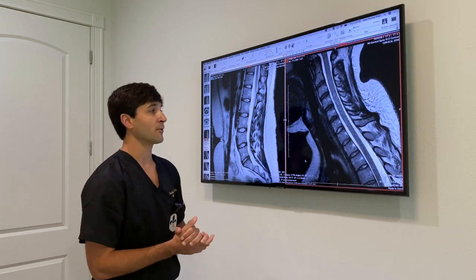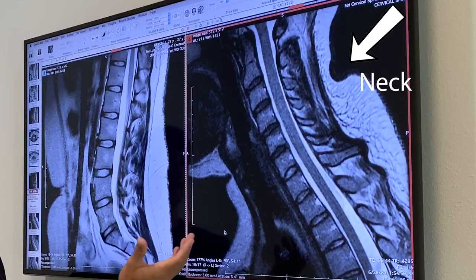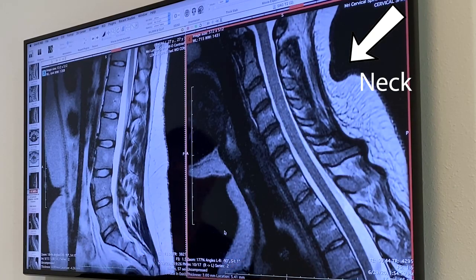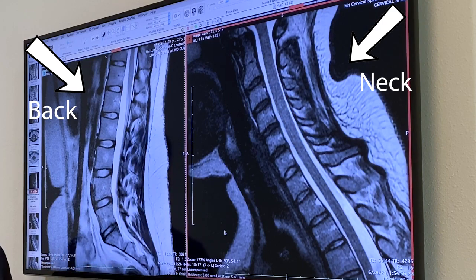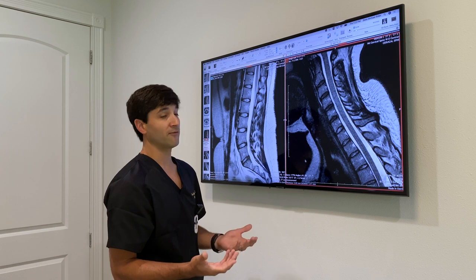Today we have an MRI that we'll go through. So we have an MRI of the neck or cervical spine and an MRI of the low back or lumbar spine. This particular sequence is very common. We often use it, and fluid is bright.